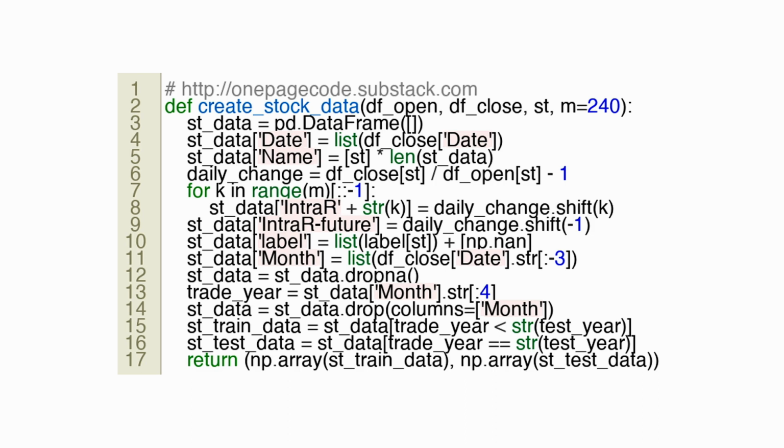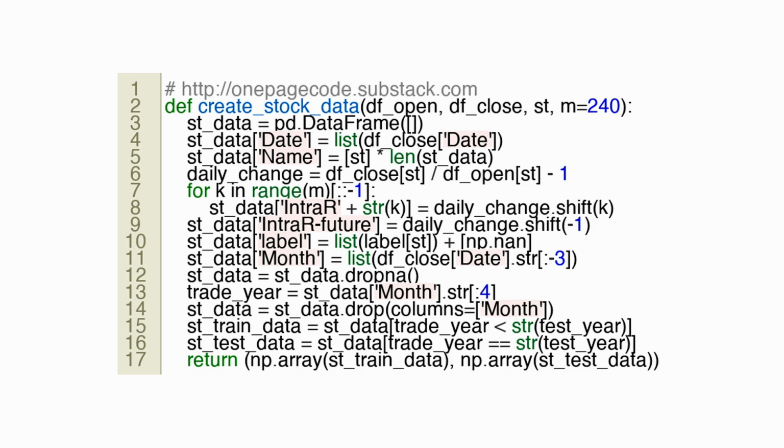It then calculates the daily change for the stock by dividing the closing price by the opening price and subtracting 1. This is done for a range of m days, which is reversed using the reverse function. The result is then added to the data frame as intra-R columns for each day. Next, an intra-R future column is added by shifting the daily change 1 day forward. A label column is created and filled with the corresponding label for the stock from a label list.